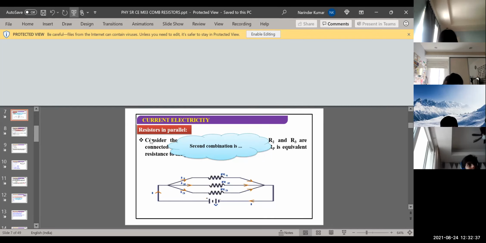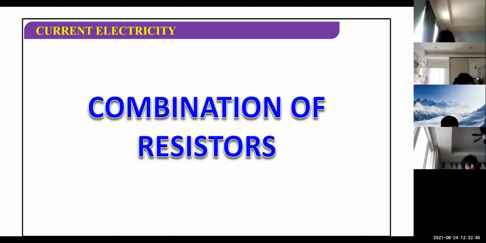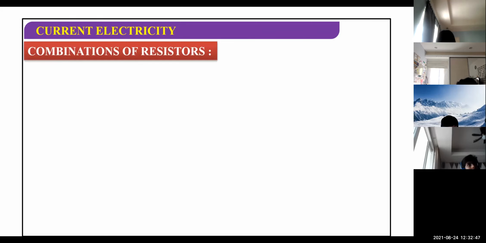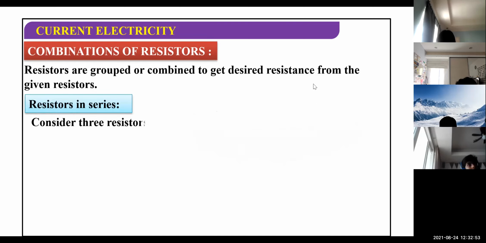Please pay attention. Even if this is a little bit difficult topic, a lengthy topic, please pay attention, and you need to note down many things from this topic. Our first topic is resistance in series. I want to go to this slide.